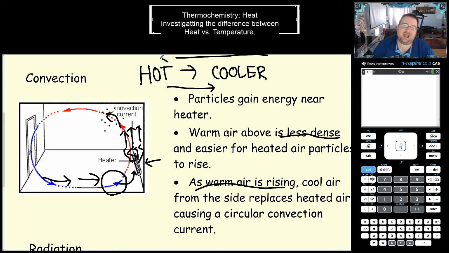So eventually our hot particles that originated near the vent start to cool off. And as they cool off and become more dense, they start to fall. And this creates a pattern, a current, a convection current.